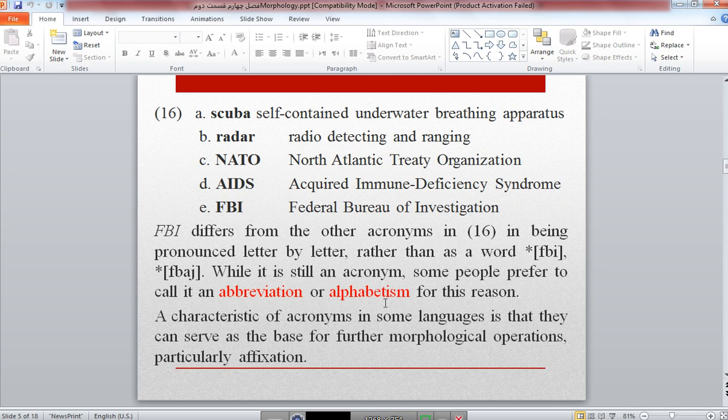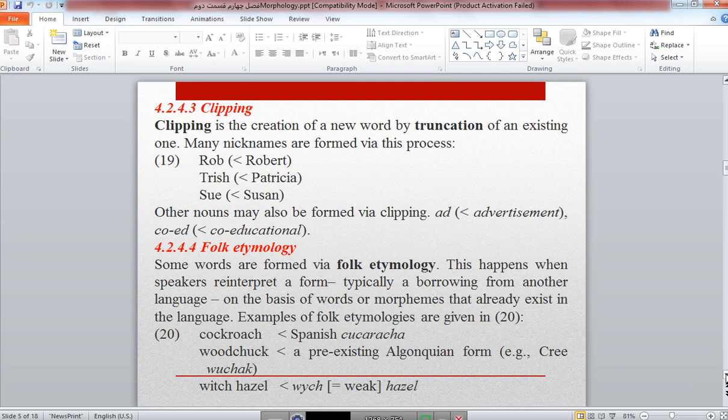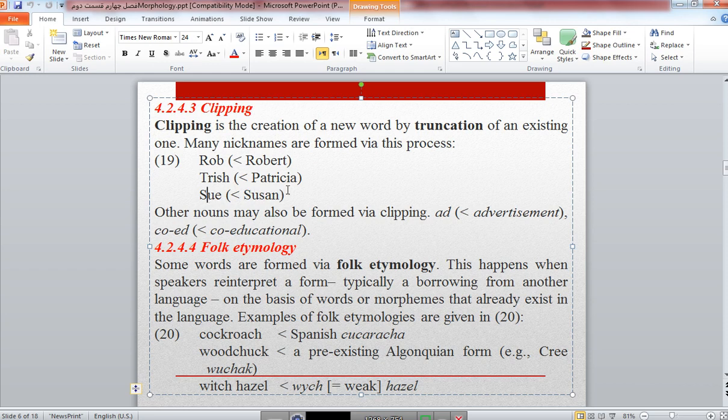The third process of derivational process, which I want to talk about in this session, is clipping. You see here, clipping is the creation of a new word by truncation of an existing one. Many nicknames are formed via this process. For example, we call Robert Rob, Patricia Trish, Susan Sue. You see here, this is a kind of clipping. We call it clipping.